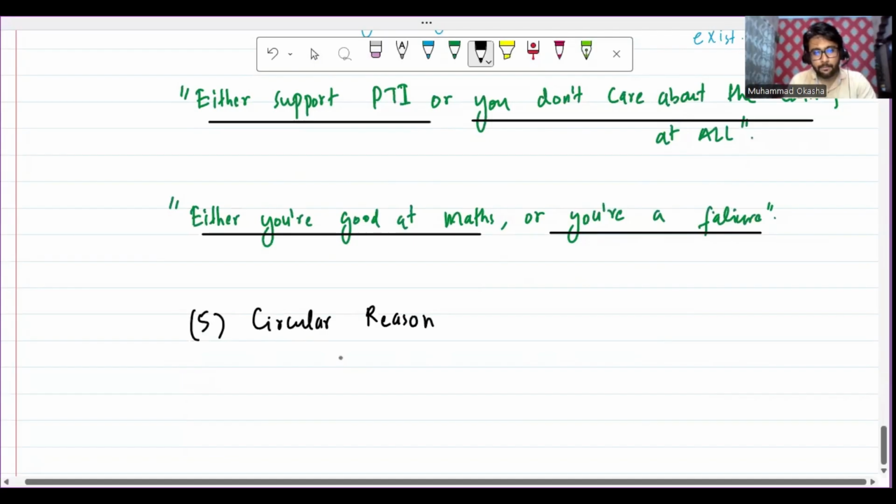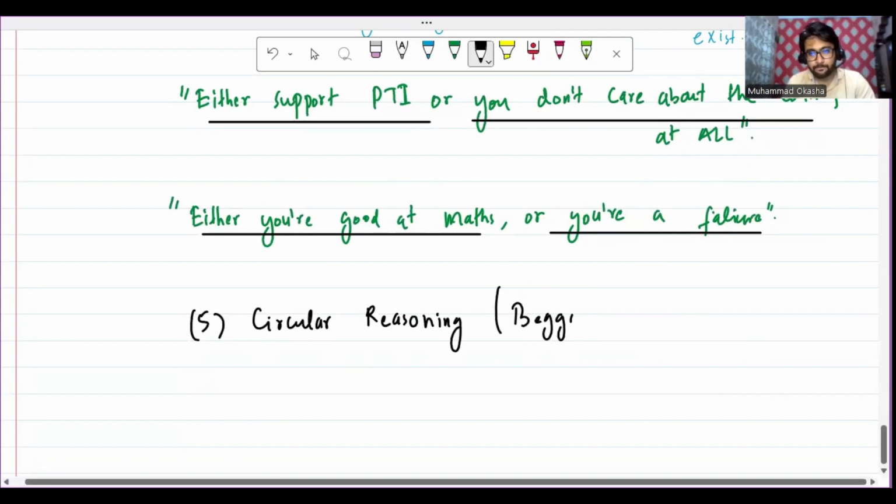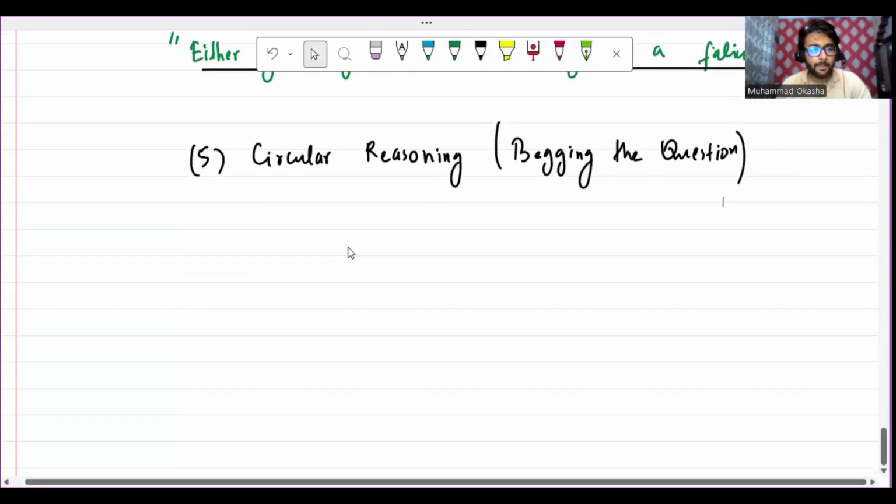And the name of this is called begging the question. Begging the question. You don't go for the name. Circular reasoning means... I'll give you an example.